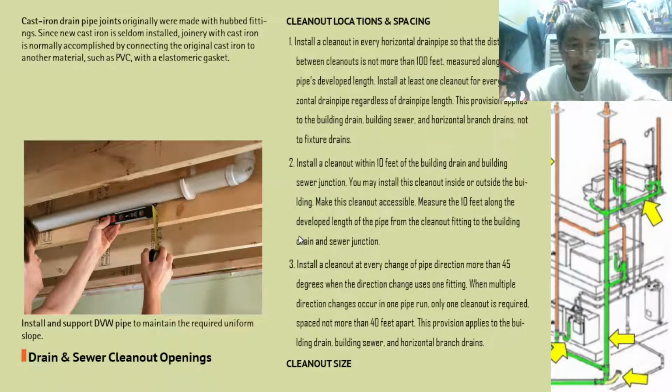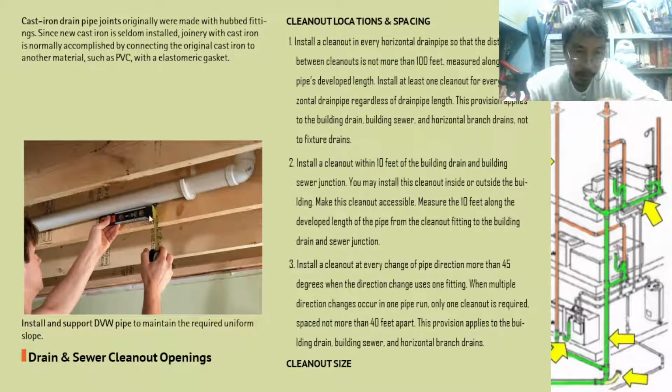Okay. Cast iron pipe joints originally were made with hub fittings. So, where are the hub? This is what we call hub. This location, this is called hub. Okay, that is the hub. This is what we call hanger. Pipe hangers. Okay, so this is hanger. Hook type hanger. Hook type hanger.